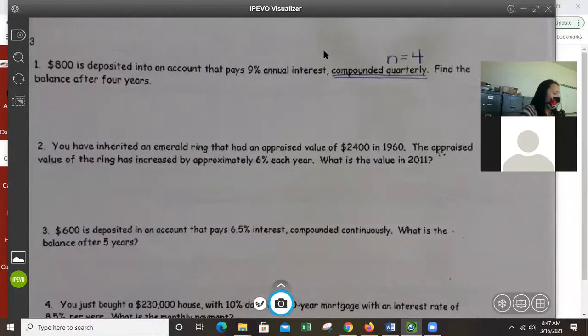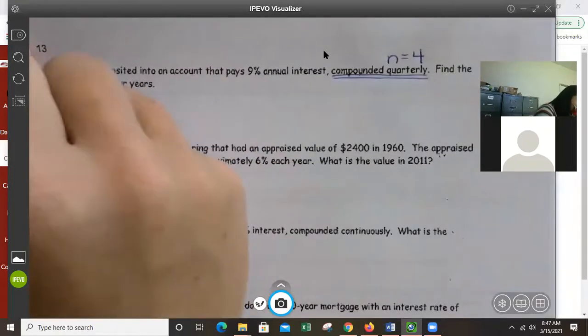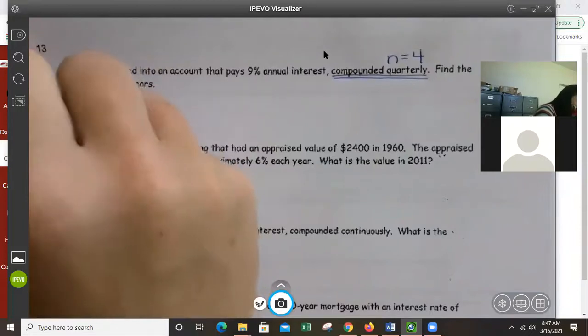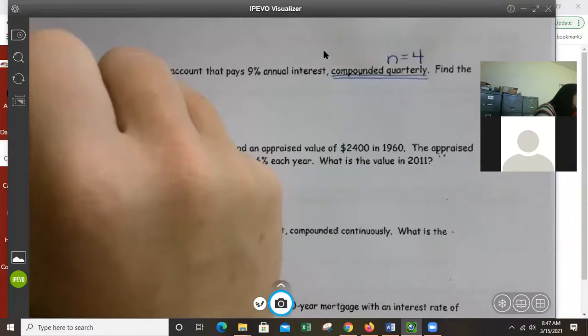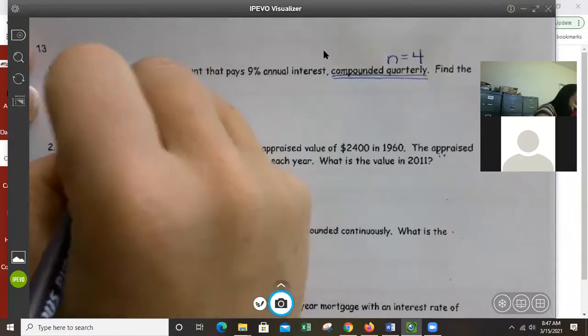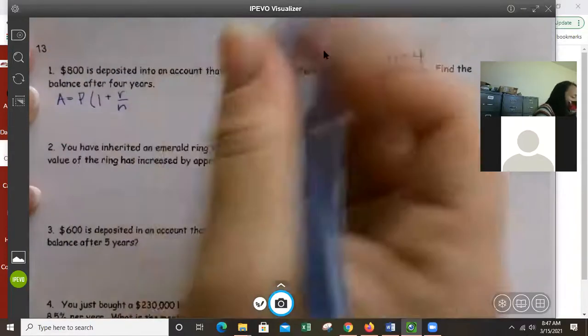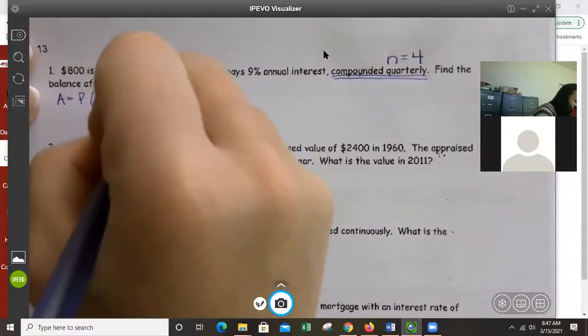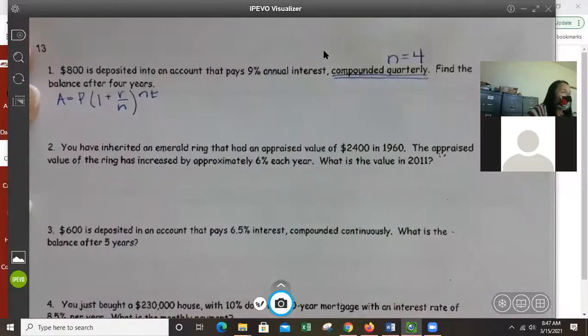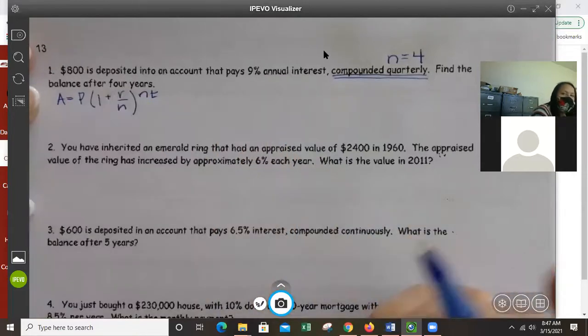So I'm going to write it down. A equals P, that's your principal. How much did you put in to begin with? 1 plus R over N, your rate over the number of times it's compounded. And then to the NT, number of times it's compounded times how long you're compounding. So how much should we start with? How much should we deposit?